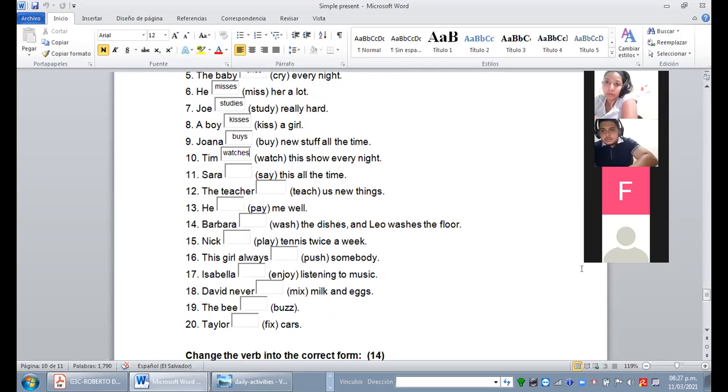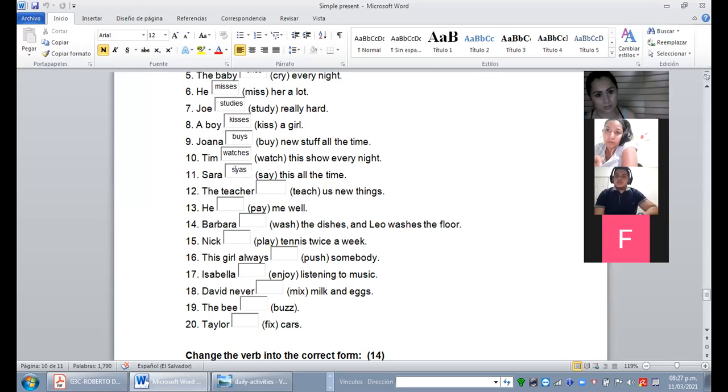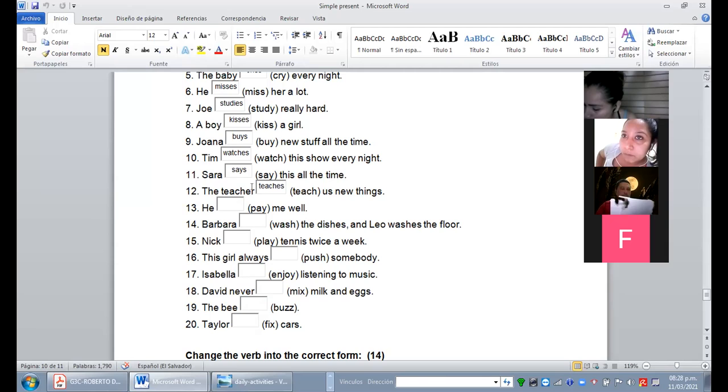Very good. Let me see. Catherine, number 11. Sarah says this all the time. Okay, pronunciation. Says. Don't pronounce it with an a. Okay, I got it. Says. Sarah says this all the time. Okay, very good. Francisco, number 12. The teacher teaches. Remember, the teacher, third person singular. He or she. So the teacher teaches. Excellent. Very good.